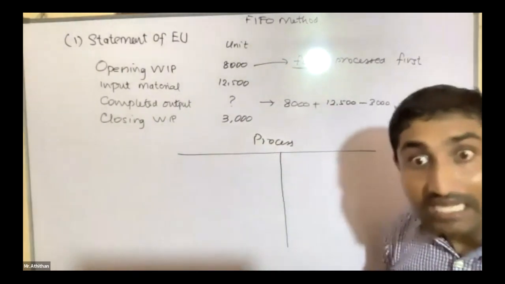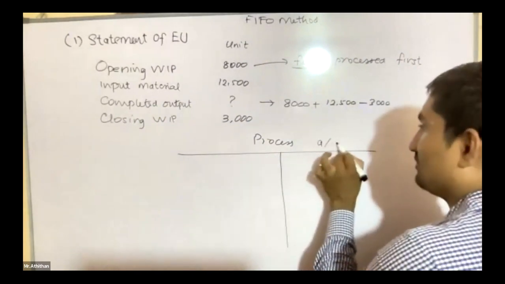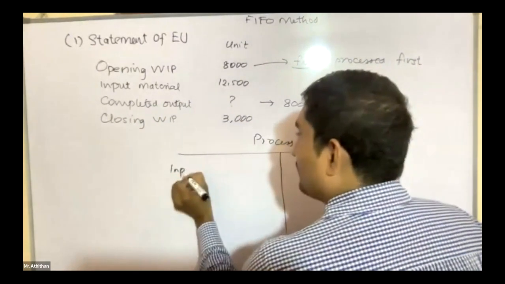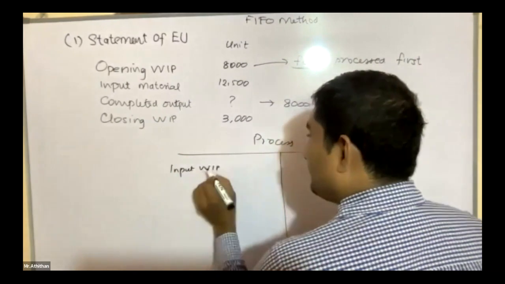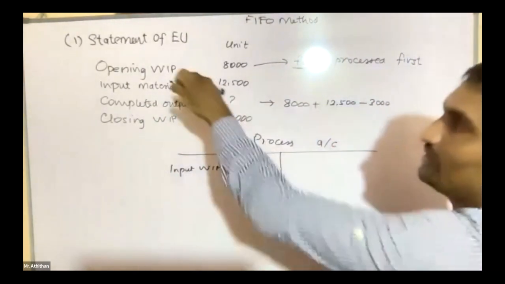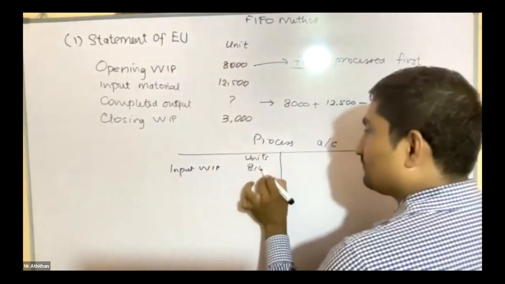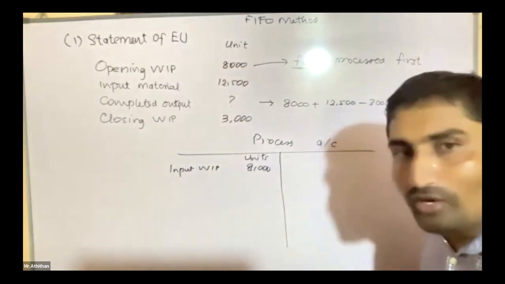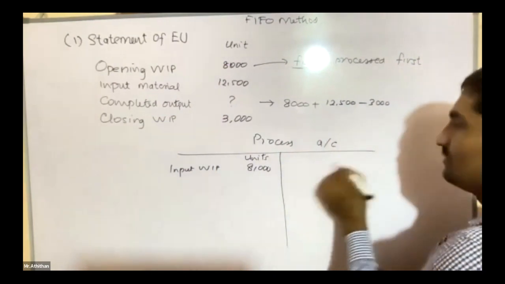Let me explain this in a different approach. Process account. Input WIP units. Input WIP units 8,000. Right? ஆரம்ப குறைவேலை இருப்பு 8,000.